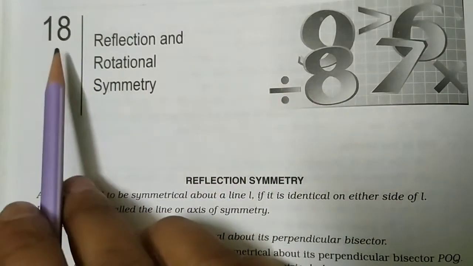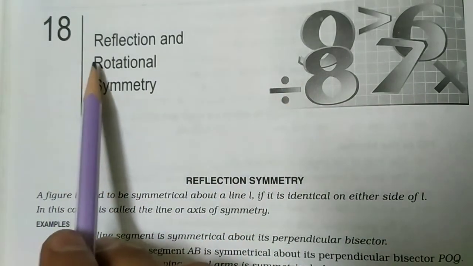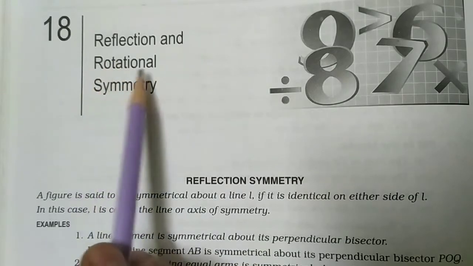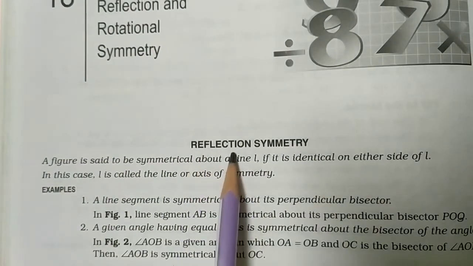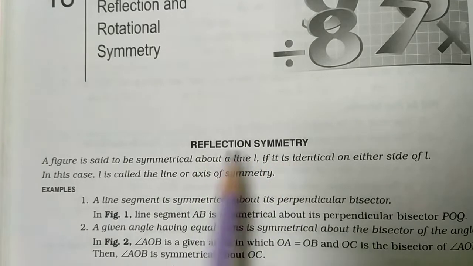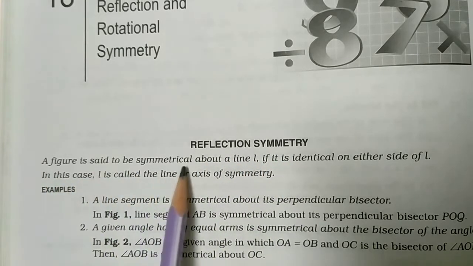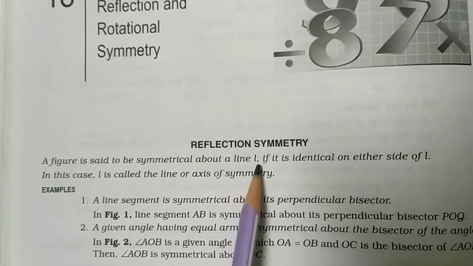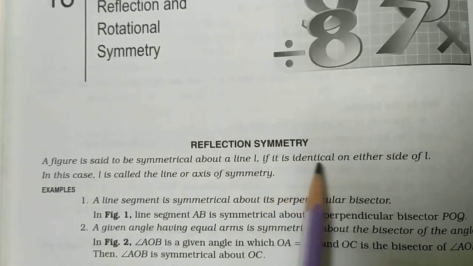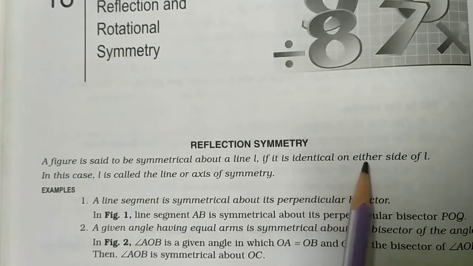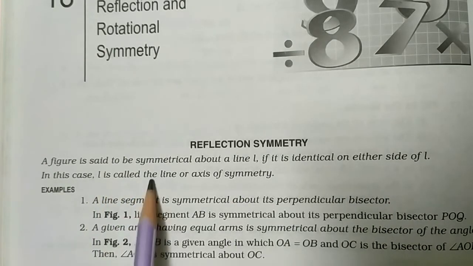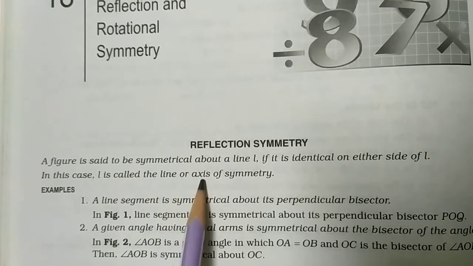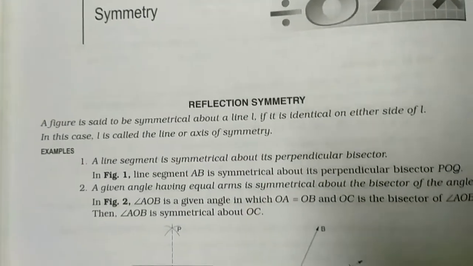Now we start chapter number 18. Here we learn about reflection and rotational symmetry. First, reflection symmetry. A figure is said to be symmetrical about a line L if it is identical on either side of L. In this case, L is called the line or axis of symmetry. So see the first example.